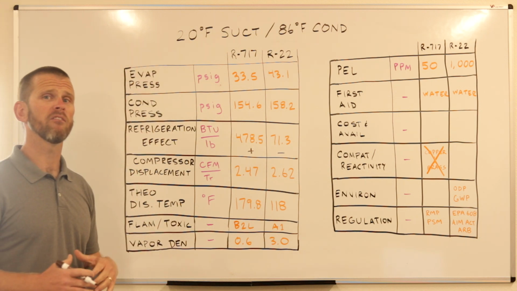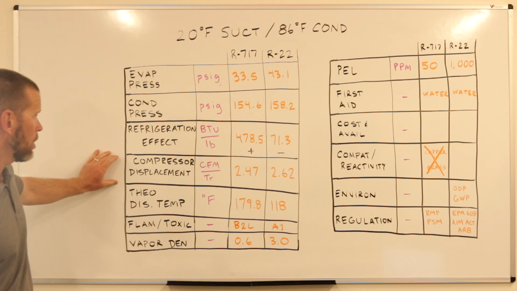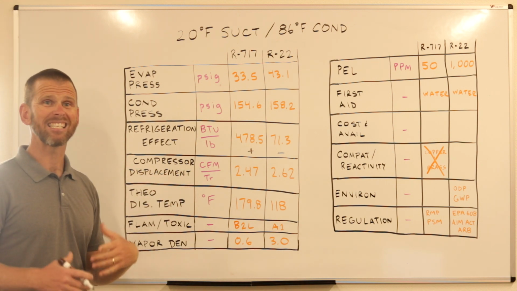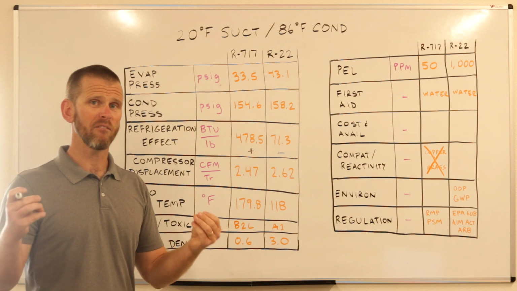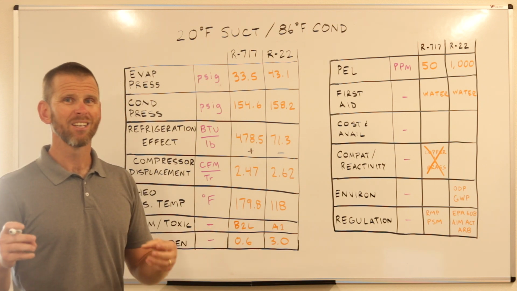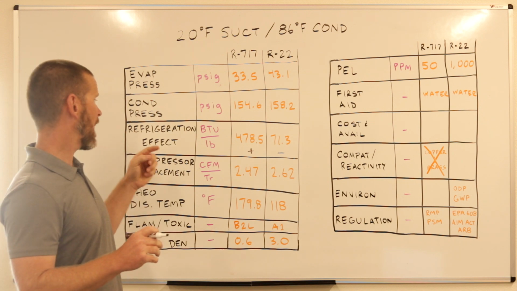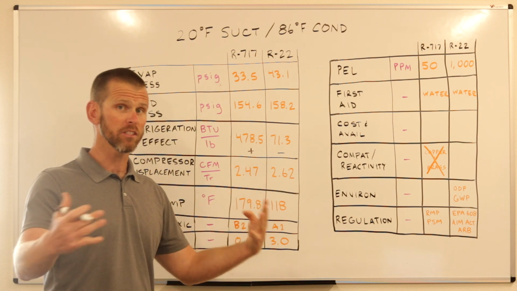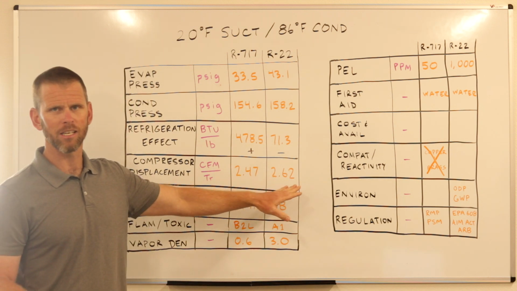However, refrigeration effect only tells part of the story, as you can see in the next row, which is labeled compressor displacement, having the unit CFM per ton of refrigeration. So this is how many CFM, cubic feet per minute, the compressors need to move in order to provide a ton of refrigeration. You can multiply these numbers by whatever your system tonnage is to get the total displacement, but this gives us a comparison.